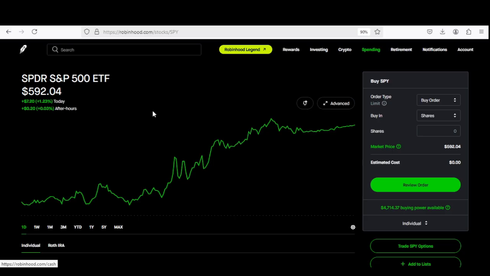Now, a word of caution before investing, always remember to do your own due diligence. No one is going to know what's best for your portfolio better than you do. That being said, let's go ahead and get down and dirty with options.